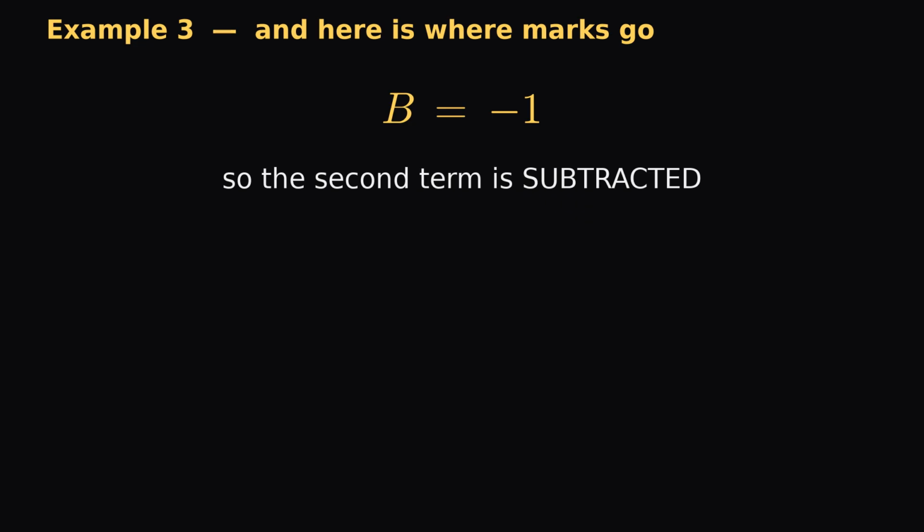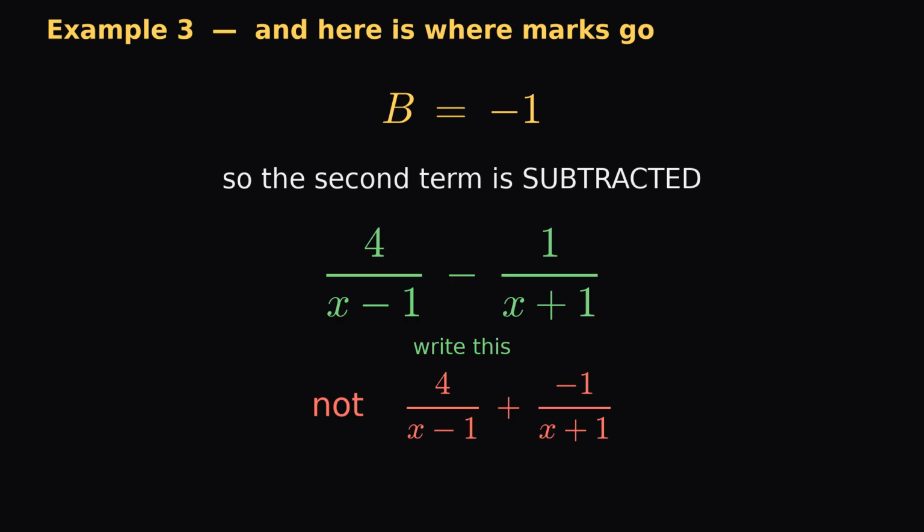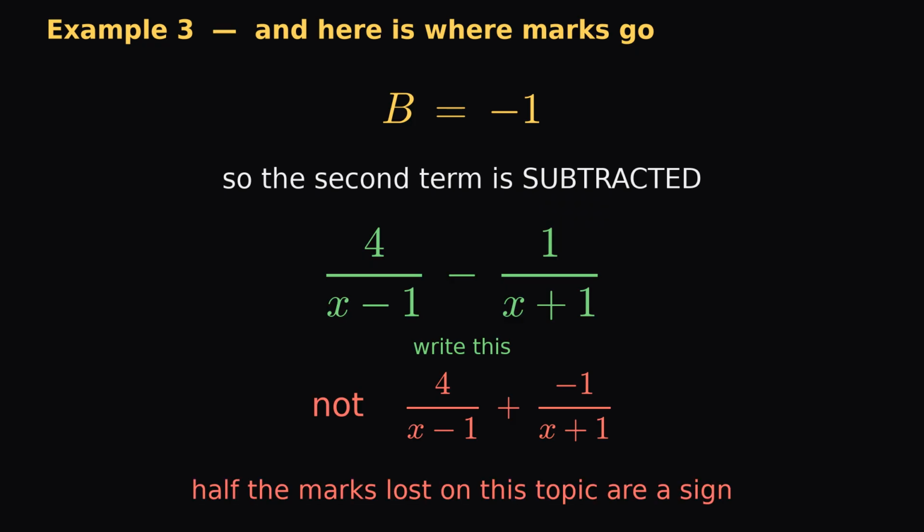b is minus 1. That means the second term is subtracted. Write 4 over x minus 1 minus 1 over x plus 1. Not plus, minus 1 over x plus 1. Half the marks lost on this topic are a sign.